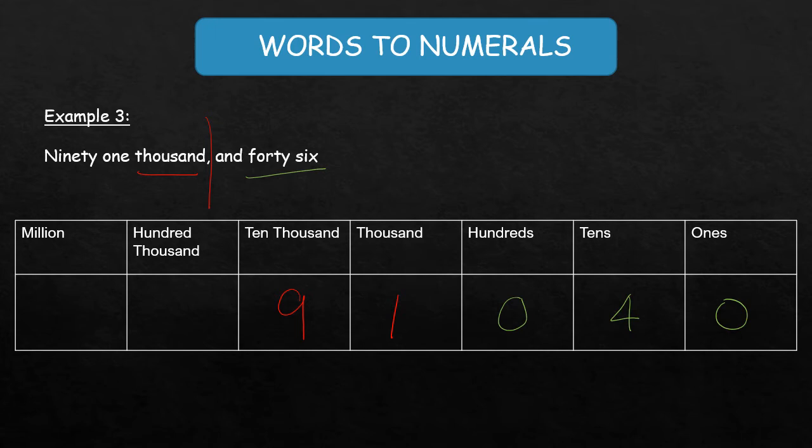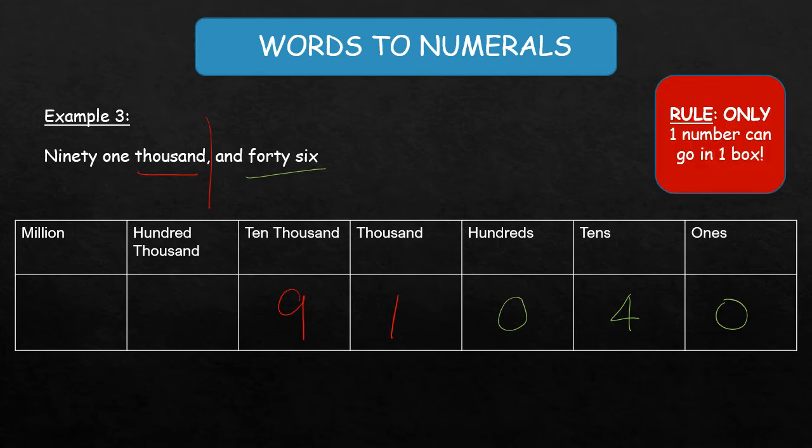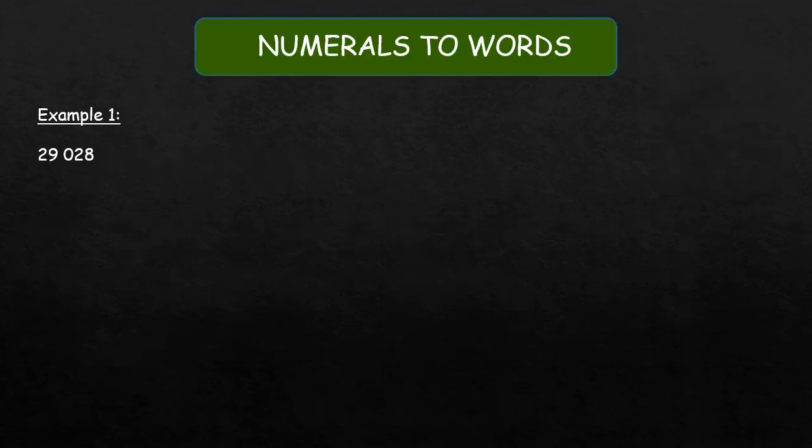So remember, the rule is only one number can go in one box, and the answer is 91,046. Next, we are going to convert or change from numerals to words. So we are going to change this number into words.